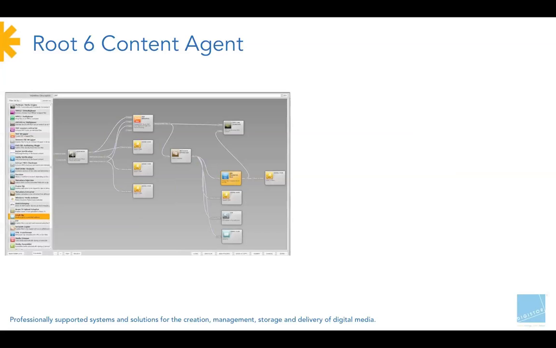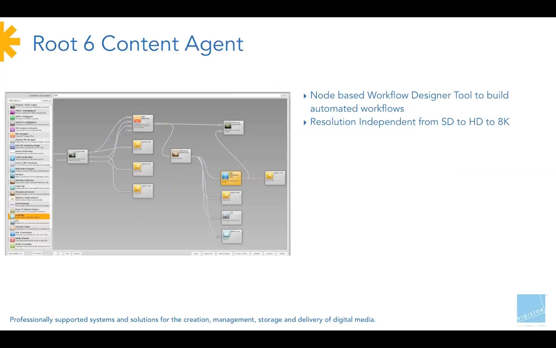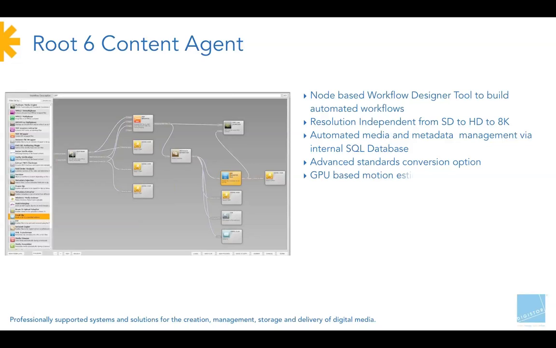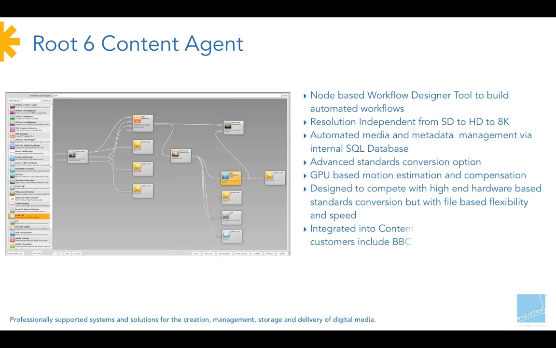So I guess the first one that I've got on the screen is Route 6's Content Agent. Route 6 are a fantastic organization that we've dealt with for quite a number of years. The guys are, I like to say, like Digistore, but in London. They get what the industry's about. They get what post-production's about. They get what film's about. They get what broadcast is about, and VFX. And so why is that important to you guys?